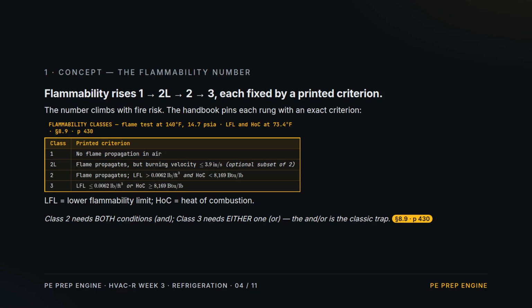Concept 3. The flammability number. It rises with fire risk, and the handbook fixes each rung with a printed test. Class 1, no flame propagation. Class 2L, it propagates, but the burning velocity stays low, a mildly flammable subset of Class 2. Class 2, it propagates with a higher lower flammability limit and a lower heat of combustion, both conditions. Class 3, a low flammability limit or a high heat of combustion, either one. Watch that, and versus or.